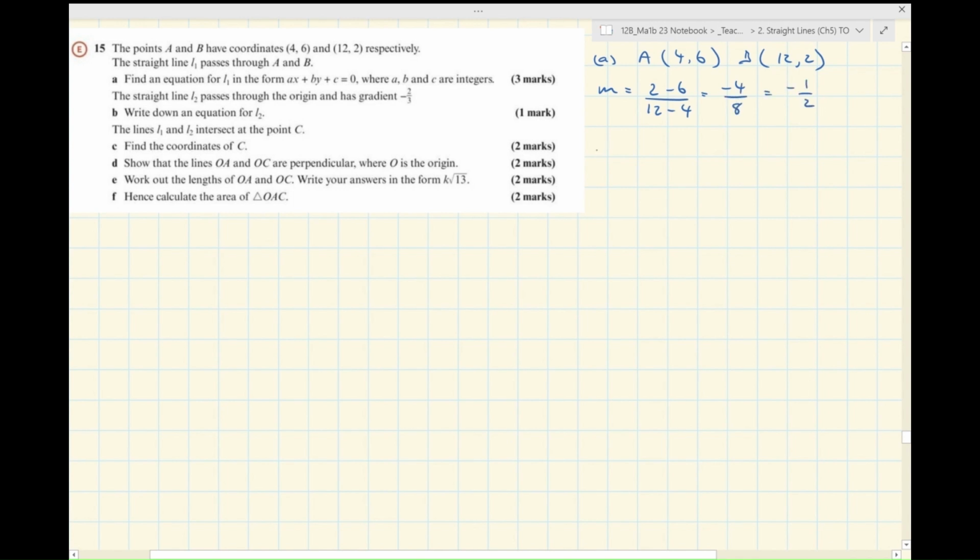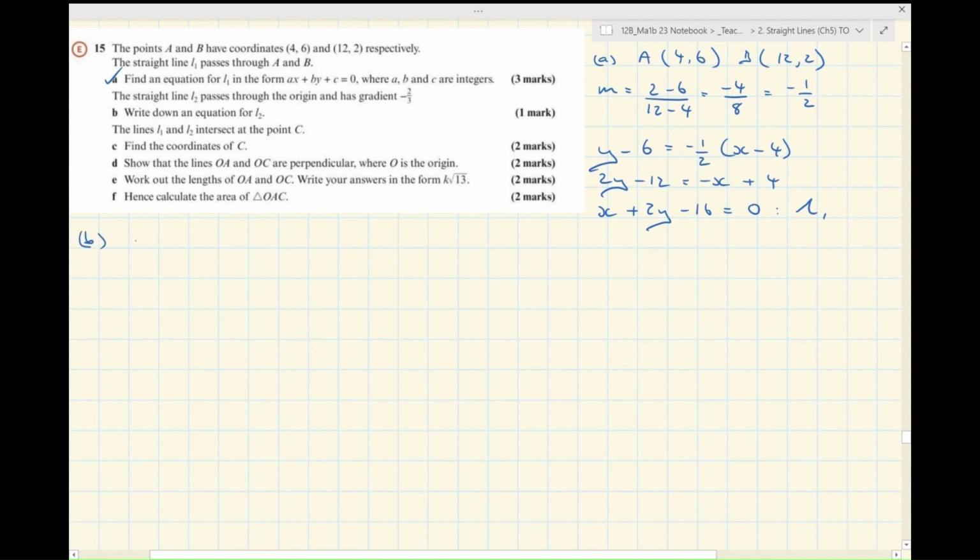So the equation is going to be, I'll use the point A, y minus 6 equals minus 1/2 multiplied by x minus 4. Multiply everything by 2: 2y minus 12 equals minus x plus 4. It wants it in the form ax plus by plus c equals 0, so I'll add x to both sides, and I'll subtract 4 from both sides. So there is the equation of the line L1. That's part A done.